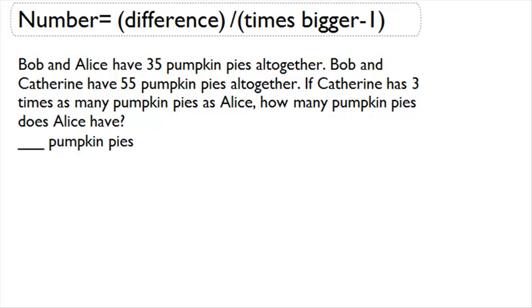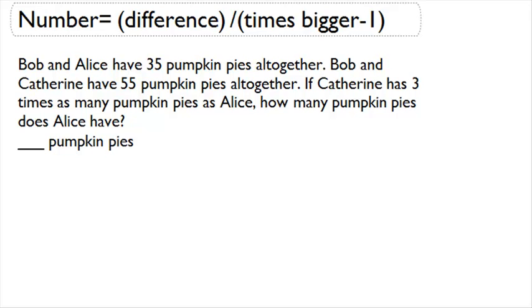Now let's talk about how to solve word problems that involve the formula: number equals the difference divided by the times bigger minus 1. Bob and Alice have 35 pumpkin pies altogether. Bob and Catherine have 55 pumpkin pies altogether. If Catherine has 3 times as many pumpkin pies as Alice, how many pumpkin pies does Alice have?